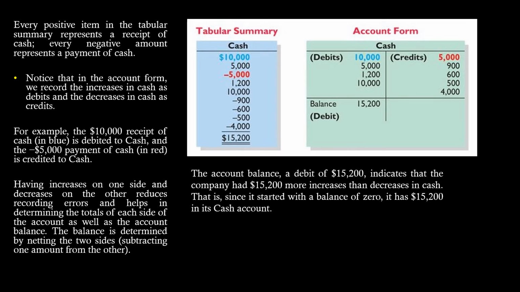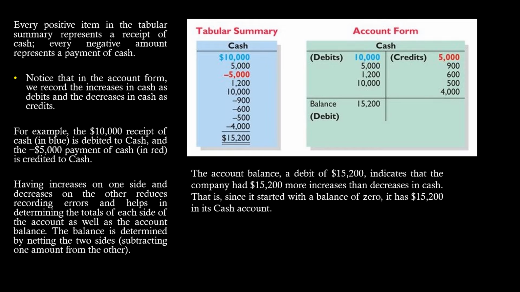The account form. So for example, the $10,000 receipt of cash in blue is a debit to cash, and the $5,000 payment of cash in red is a credit to cash. Having an increase on one side and a decrease on the other reduces recording errors and helps determine the total of each side of the account as well as the account balance. The balance is determined by netting the two sides, subtracting one amount from the other.